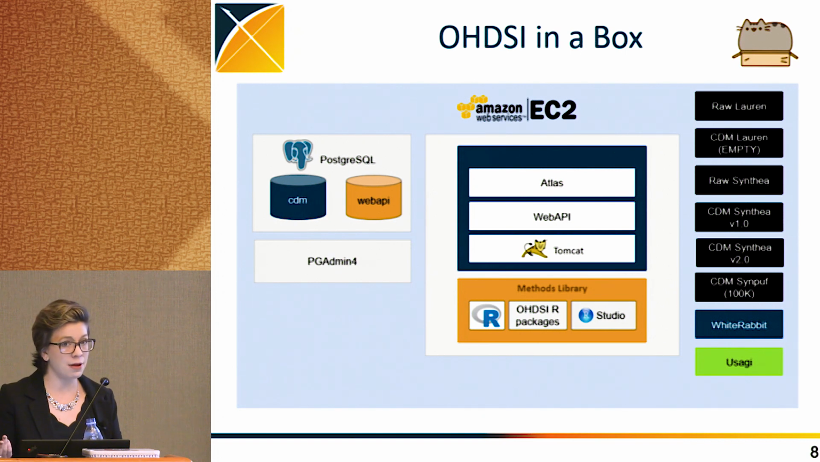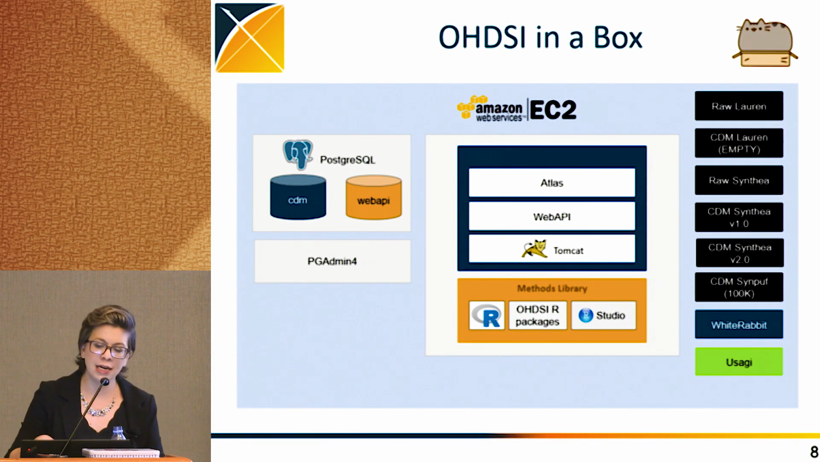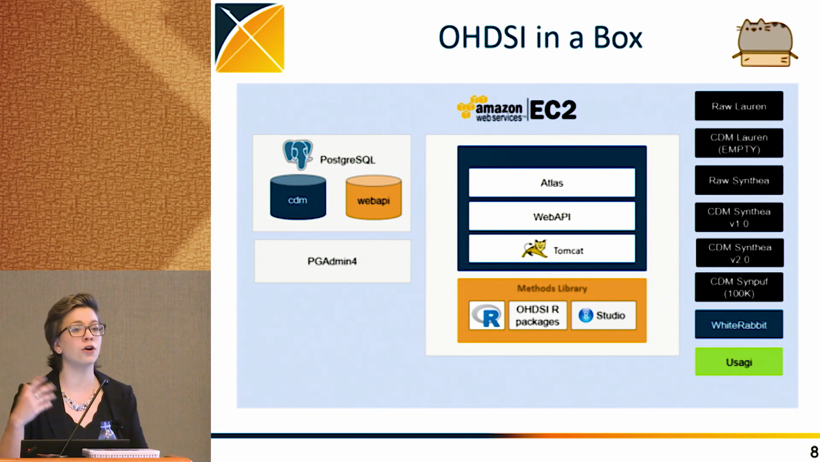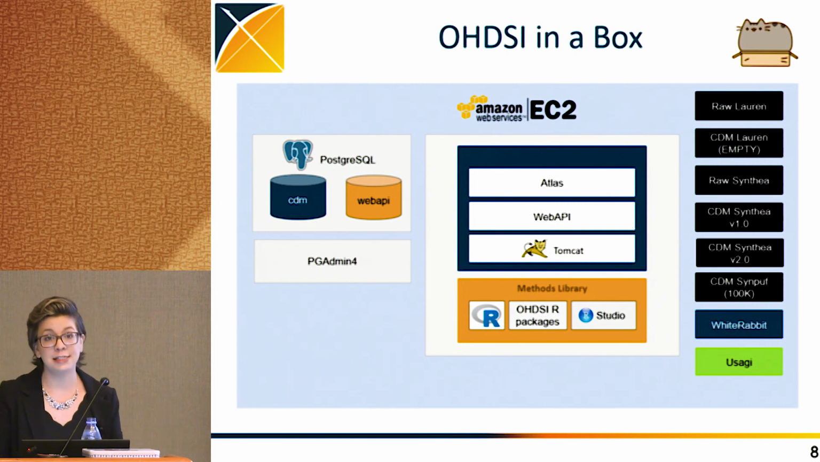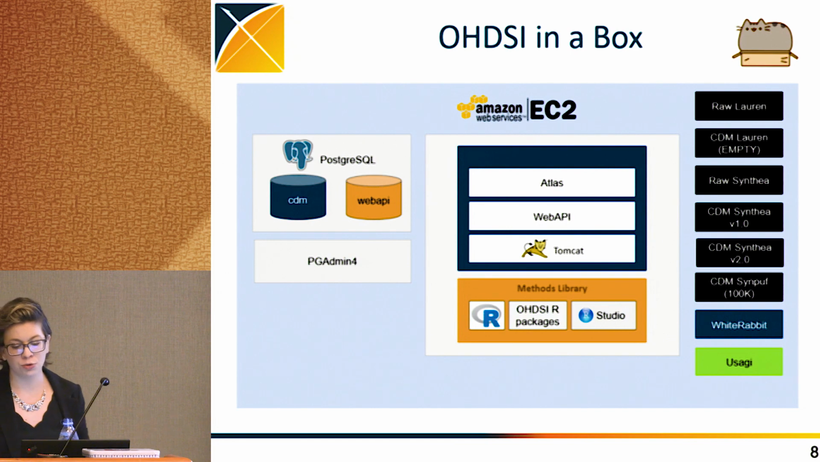We also have pgAdmin 4, which is the software that allows you to talk to a Postgres database. We have the entire Odyssey stack already running, which means we've got Atlas and WebAPI running. There is R already on the machine, as well as some of the Odyssey packages installed. And then as far as what's in the database, we have some different data sets. You may have heard us talk about things like Synpuf and Synthea. These are synthetic data sets that we typically use for our trainings. They're perfect because since they are synthetic, we don't have to worry about any rules around sharing the data because it's all fake anyway. And as well as the data, there's also the White Rabbit tool and Usagi.